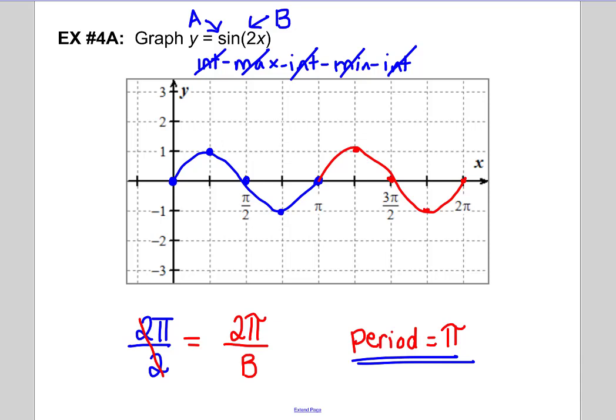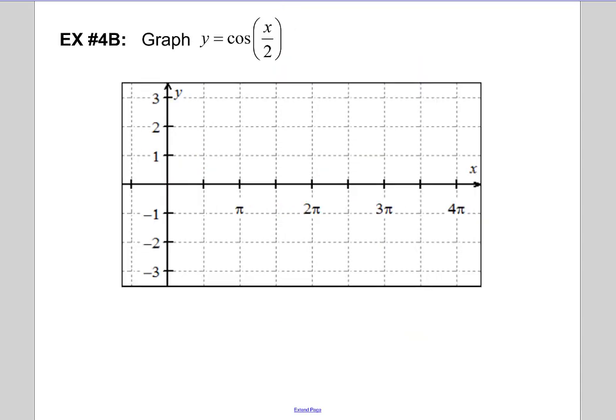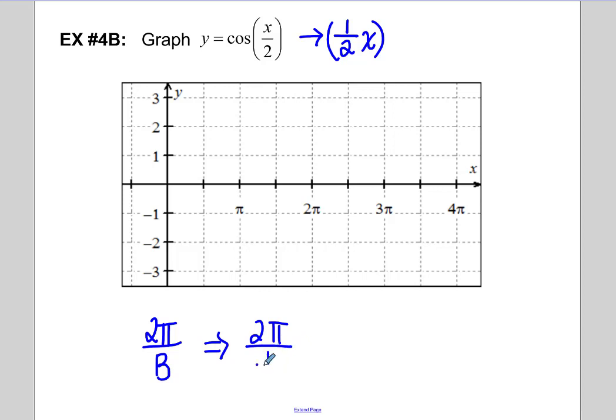So if 2x shrunk the graph, what would half of an x do? Using that same reasoning, 2 pi divided by b represents the period, and in this case our b is 1/2. The b value is 1/2. So 2 pi divided by 1/2 makes the period stretch out, kind of slows it down, makes the period 4 pi long to complete 1 cycle.